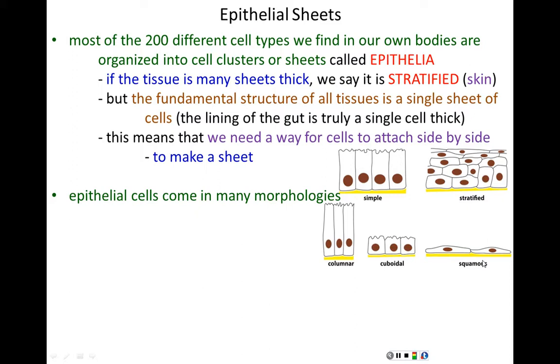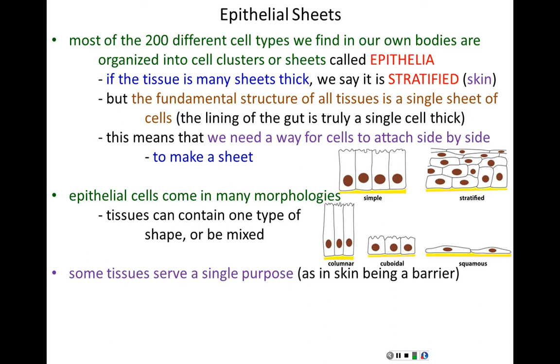Any particular tissue can be all of one type, so some tissue is all simple, and other tissues are mixed, and you'll see different epithelial cells of different morphologies in a single tissue. That's all fine. Some tissues serve a single purpose. Skin is a good example. The purpose of skin is to be a protective barrier around our body. That's a single purpose. But other tissues are extremely diverse in what they do, and they serve multiple functions, multiple responsibilities at any given time.